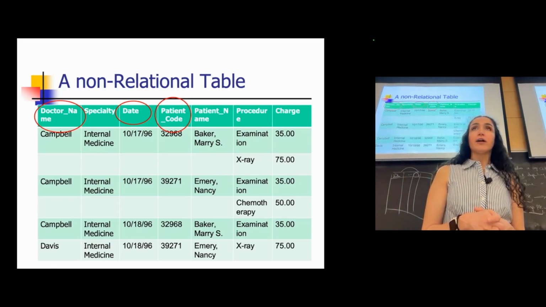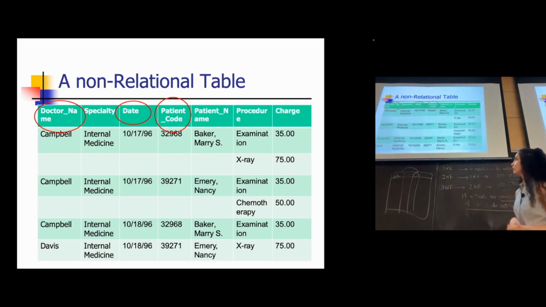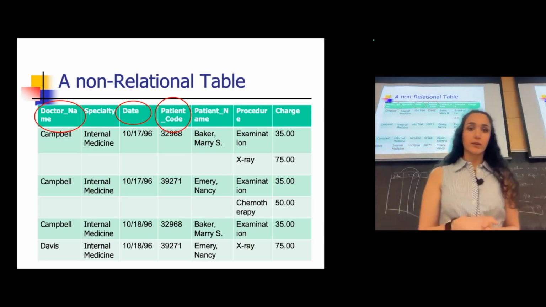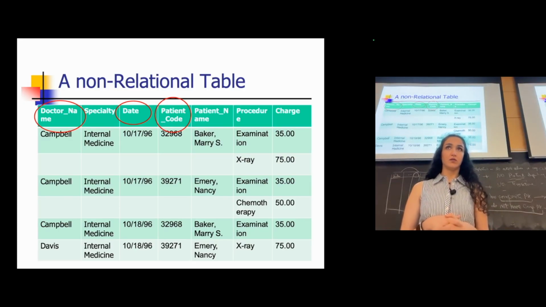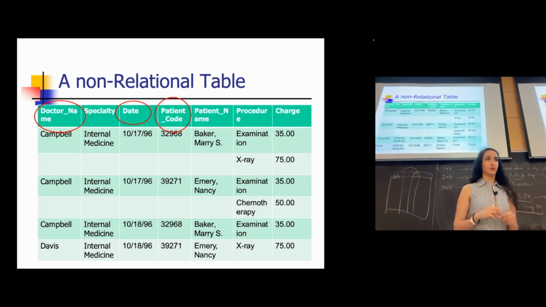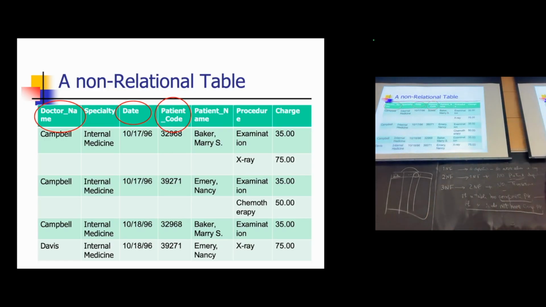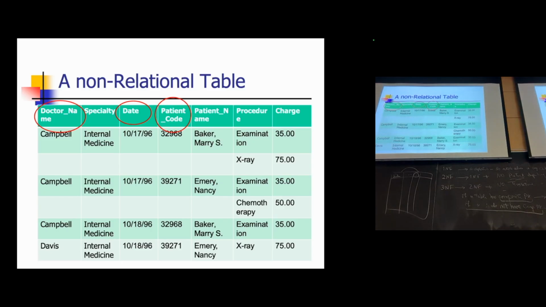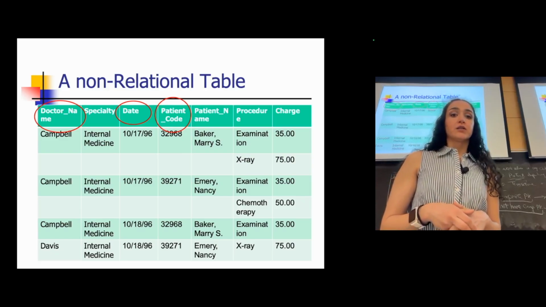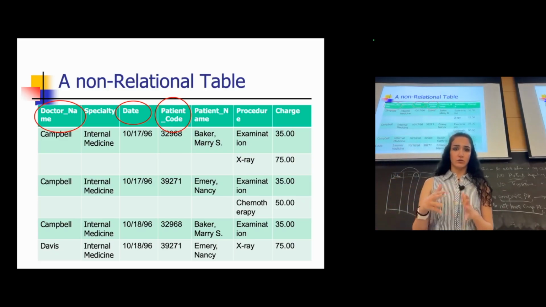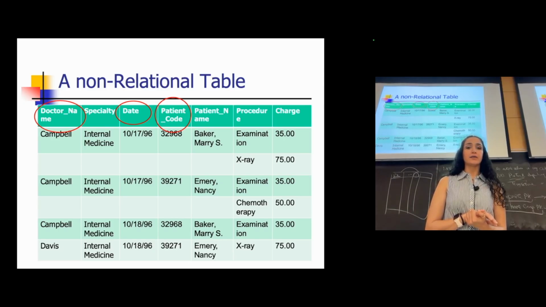And can you find the dependencies here? What are the dependencies? Patient code and patient name. Okay, patient code and patient name. So you have to say which one is dependent on which one. Can we say patient code depends on patient name? No. The opposite way, right? We can say patient code uniquely identifies patient name, or patient name is dependent on patient code, right? That we can say. So there is a dependency between patient code and patient name.